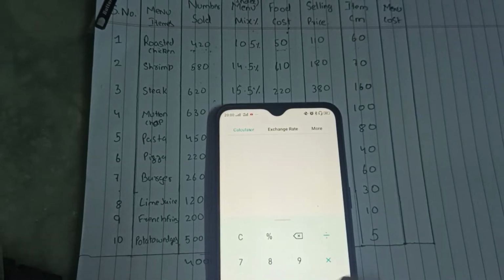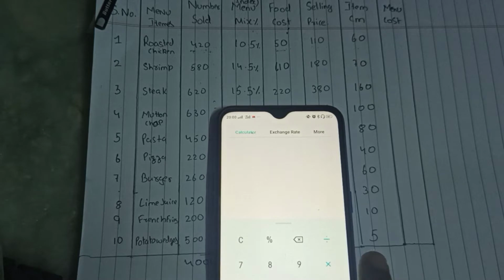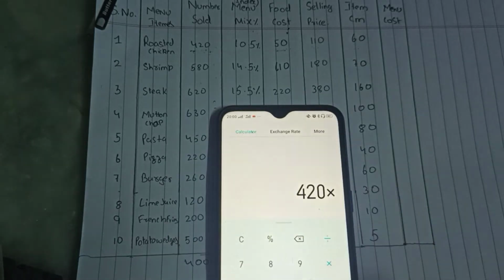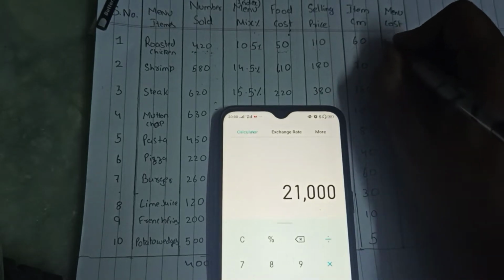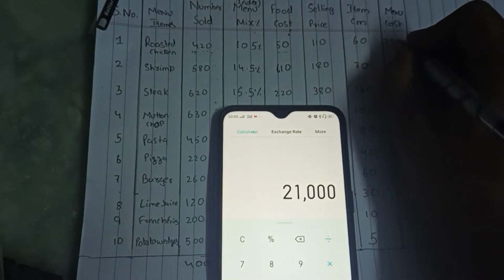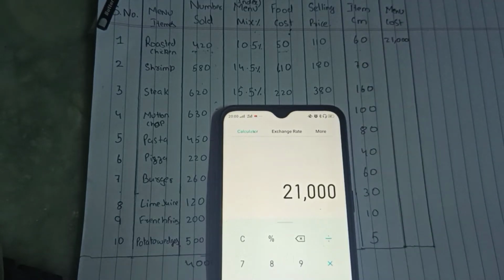So to find out menu cost, I want the number of roasted chicken sold, that is 420, into our food cost, that is 50. So 21,000 would be the menu cost. So menu cost is the large number, how much we are selling. Same way we have to do it for all.